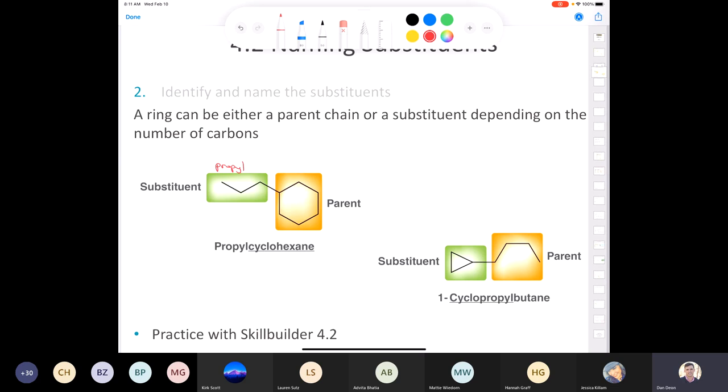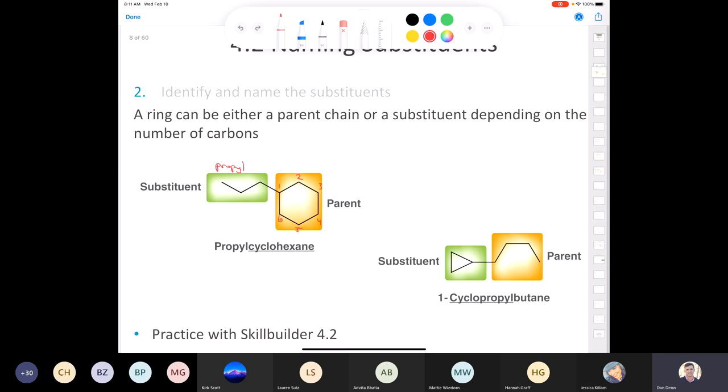A ring can either be a parent chain or it can be a substituent depending on the situation, and it's based on the number of carbons. Let's look at this molecule right here. If we look at the longest chain of carbons, it would be the 1, 2, 3, 4, 5, 6 carbons in this cyclohexane ring.